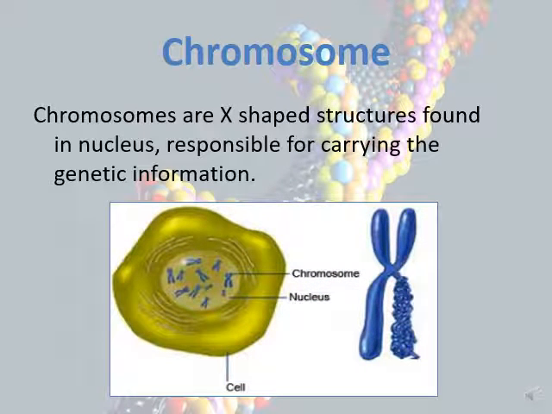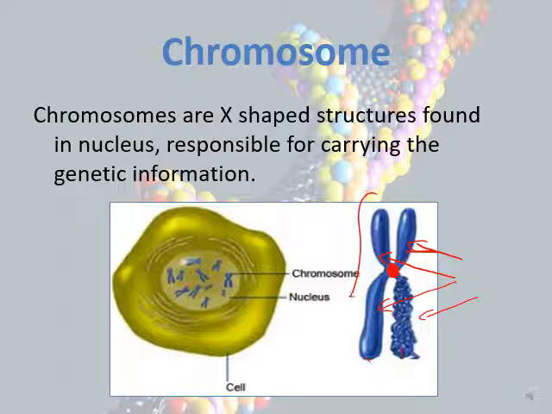Chromosomes. What are chromosomes? They are X-shaped structures. They look like an X. They are found inside the nucleus, and they are responsible for carrying the genetic information. The chromosome is composed of short arms, called P arms, and long arms, called Q arms. In the middle, the arms are connected by something called the centromere. And these two are called sister chromatids.